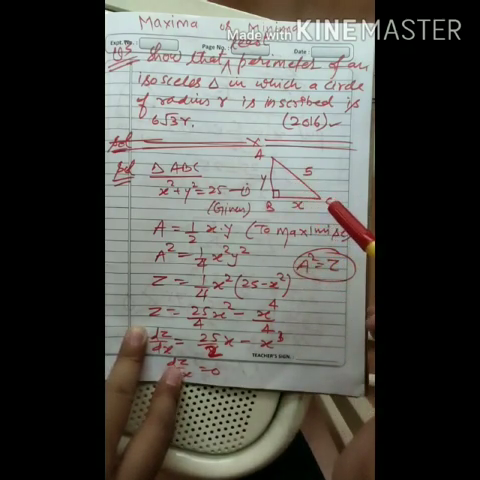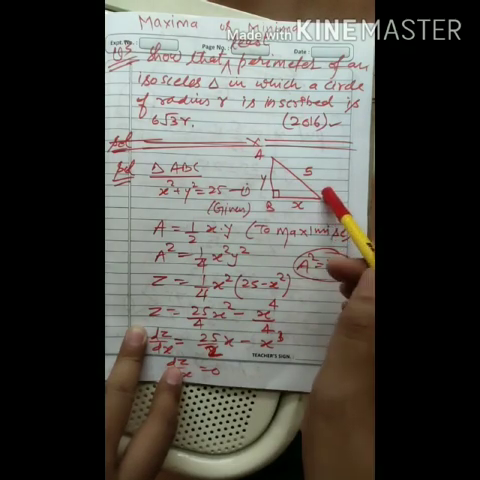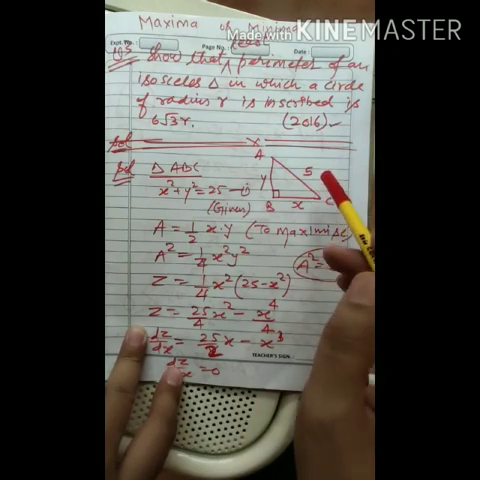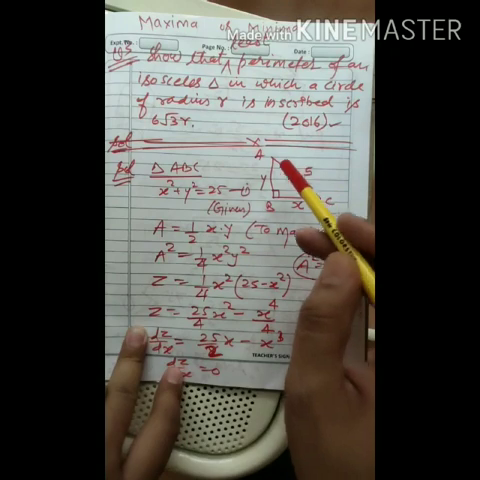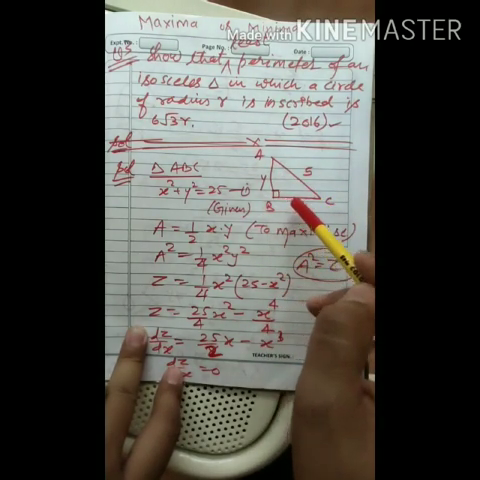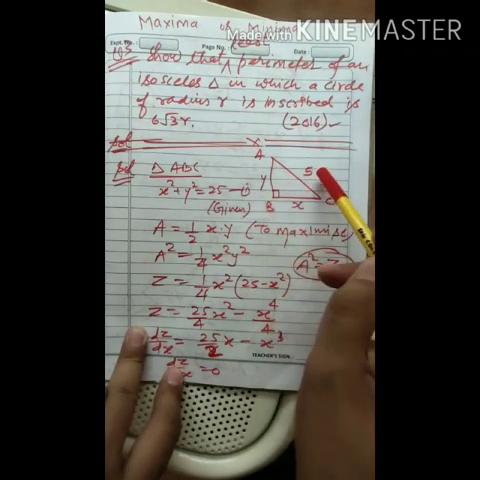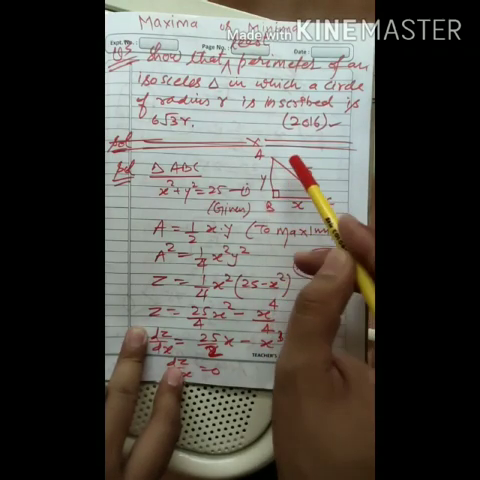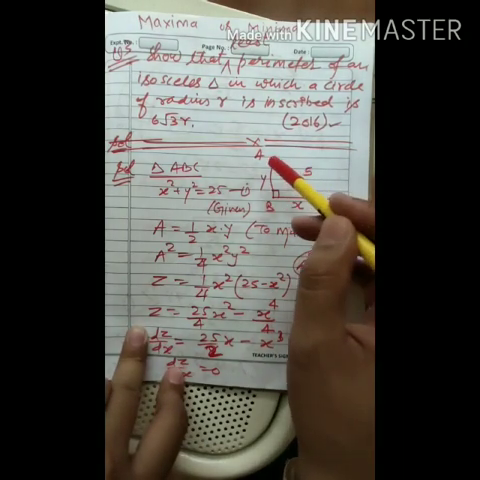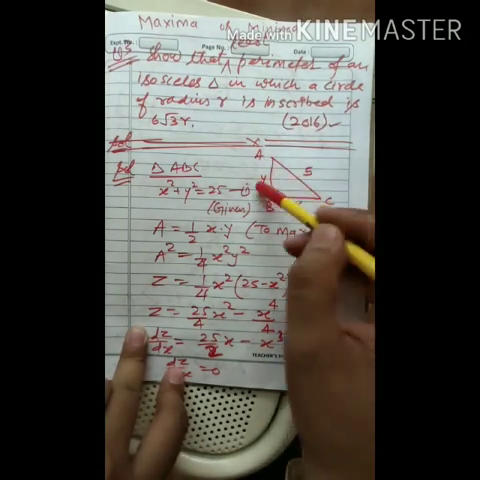Find the maximum area of a right angle triangle whose hypotenuse is 5. So this is the diagram, a right angle triangle, right angle at B, whose two sides are x and y, and hypotenuse is given as 5. So hypotenuse is fixed. Using Pythagoras theorem we will form an equation between x, y and 5.